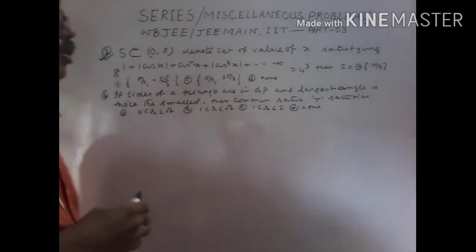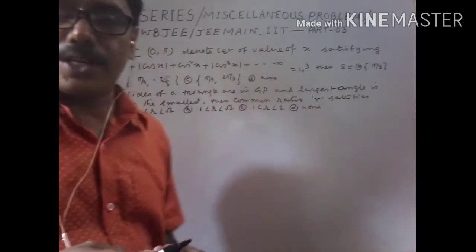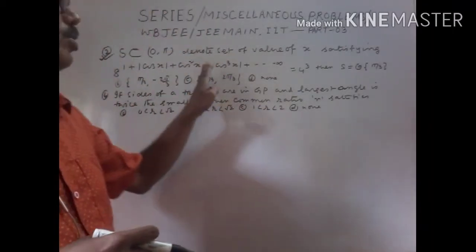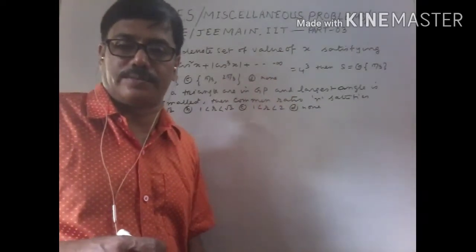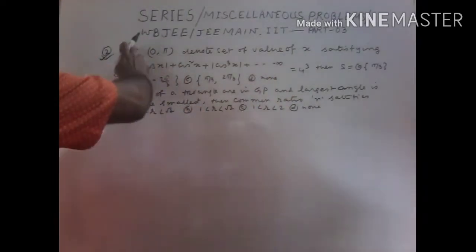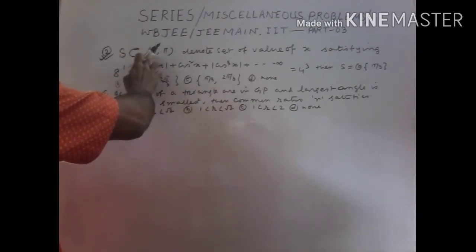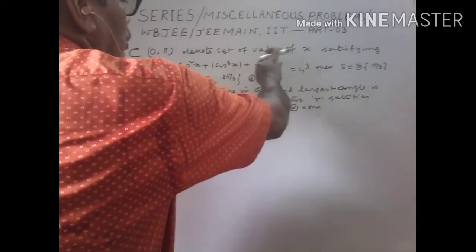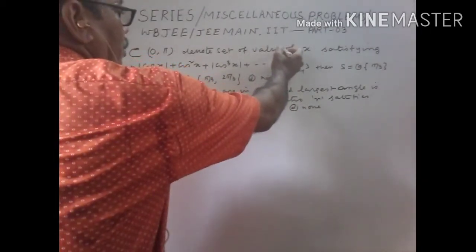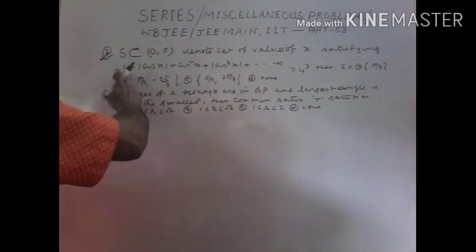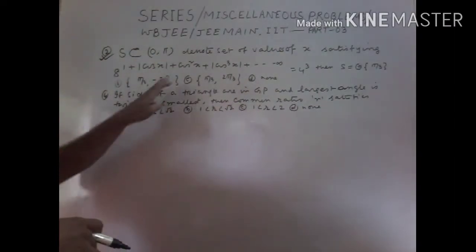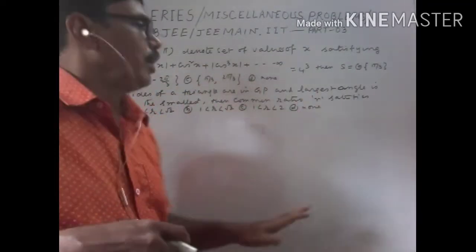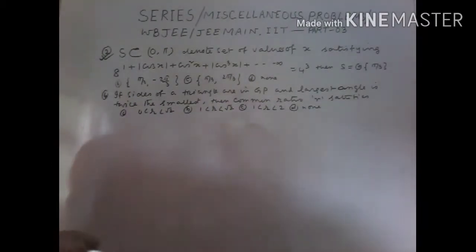Problem number 1 is a simple problem of geometric series, also an application of solution of trigonometric equation. A subset S of 0 to pi denotes the set of values of x satisfying 8 to the power 1 plus mod cos x, plus cos square x, plus mod cos cube x, and so on to infinity, equals 4 cube. Then S equals what?